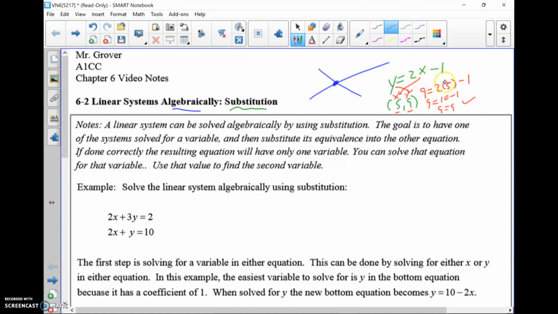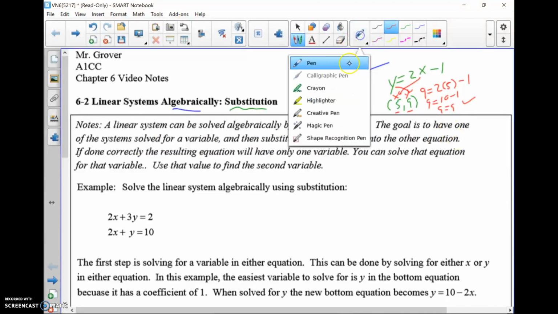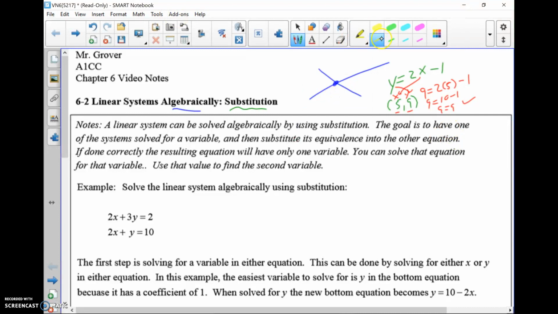I can replace x with 5 because in this coordinate, x equals 5. That's what it's all about, and so we're going to do similar things here. The notes here say that a linear system can be solved algebraically by using substitution. The goal is to have one of the equations solved for a variable and then substitute its equivalent into the other equation. That's a little bit of a confusing sentence without an example, but luckily I'm going to do an example for you.